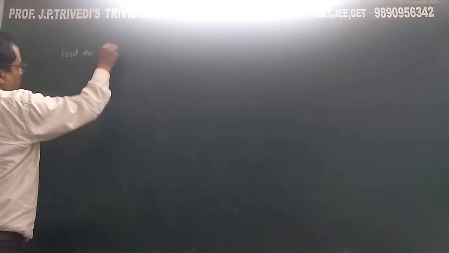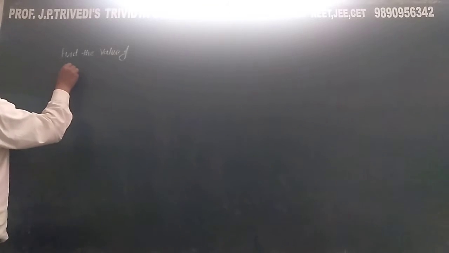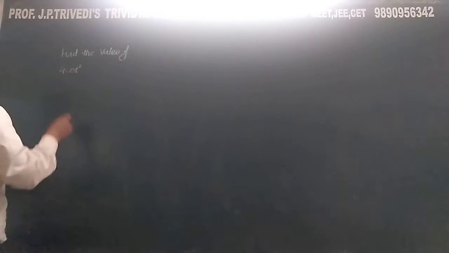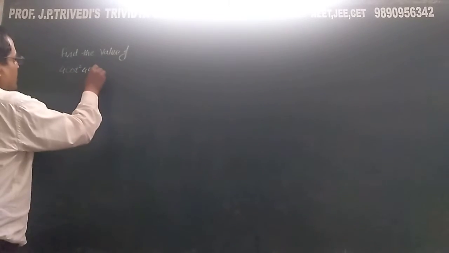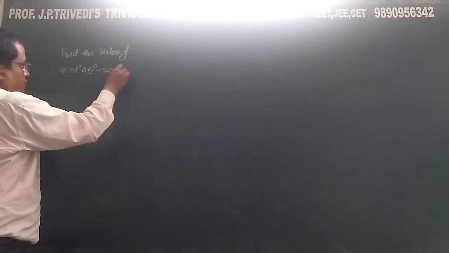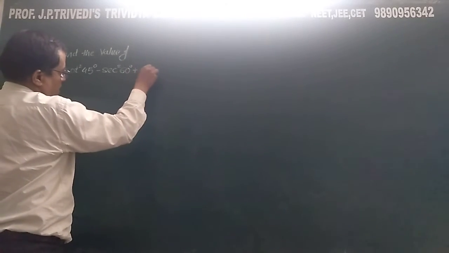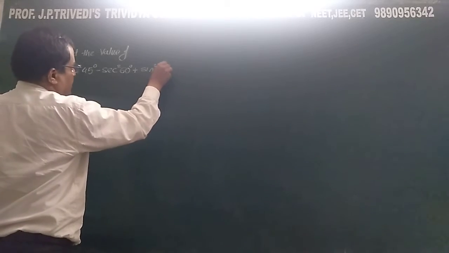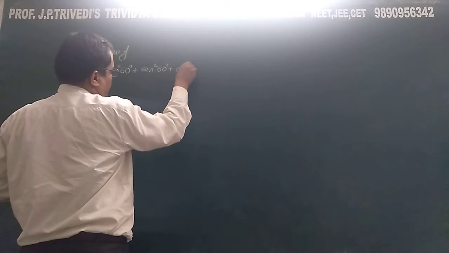Find the value of 4 cot square 45 degree minus sec square 60 degree plus sin square 60 degree plus cos square 90 degree.